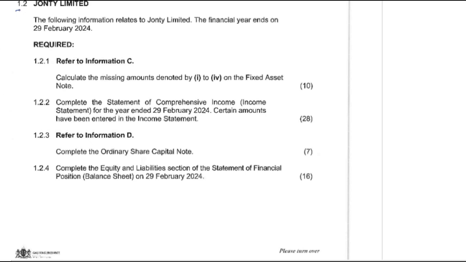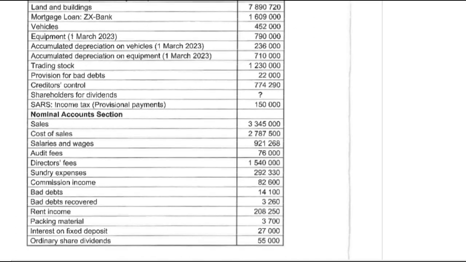In 1.2 Jonty Limited, the following information relates to Jonty Limited. The financial year ends on 29 February 2024. Required 1.2.1, it says refer to information C. For 10 marks, we are required to calculate the missing amounts denoted by 1 to 4 on the fixed asset note. So then let's have a look at information C, where we are given the fixed asset note.